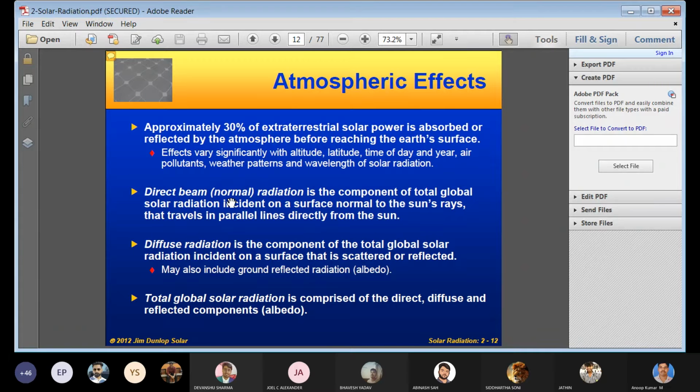So the radiation you are experiencing is diffuse radiation. What is diffuse radiation? It is the component of the total global radiation incident on a surface that is scattered or reflected. There is no sun visible to you inside your house, but still there is light. Without your electric light, you can see objects because of diffuse radiation coming from your window.